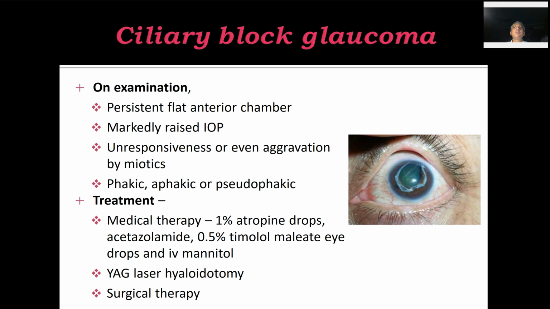On examination, there is persistent flat anterior chamber, markedly raised IOP, unresponsive or even aggravated by miotics. The patient can be aphakic or pseudophakic. The treatment is medical therapy: 1% atropine eye drops, acetazolamide, 0.5% timolol, you can use alpha agonist, IV mannitol. All these things are usually needed to reduce the intraocular pressure. YAG laser hyaloidotomy: if you have an aphakic patient, you can go through the peripheral iridectomy and puncture the anterior hyaloid face, and that will cause the aqueous to drain forward through it. Or you may need to do an anterior vitrectomy, thereby removing the aqueous which is flowing into the vitreous.